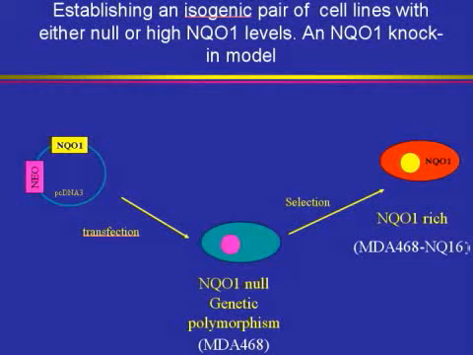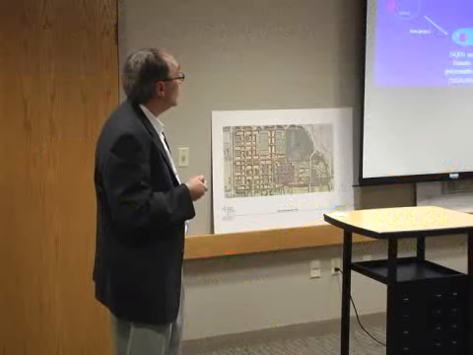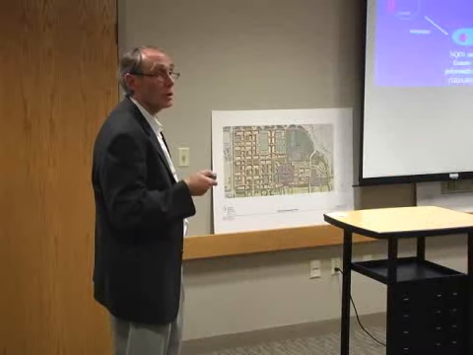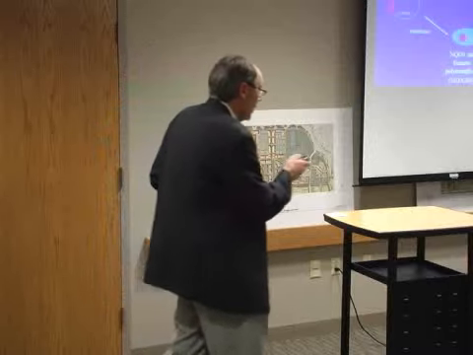This is a human breast cancer cell line. We could transfect in NQO1 using a simple neomycin selection process, a neomycin resistance marker. And so basically you generate a stable knock-in of NQO1, cells with a lot of NQO1 and cells with no NQO1, and you can compare those in the same genetic background, basically.